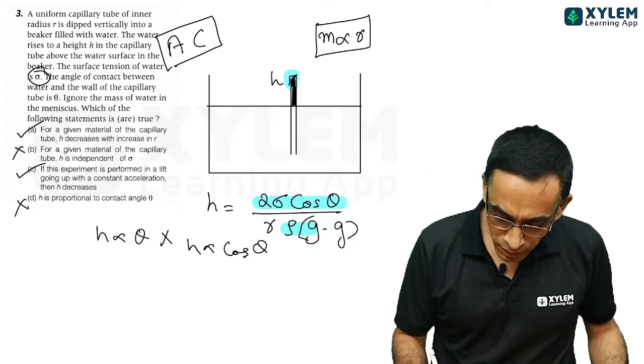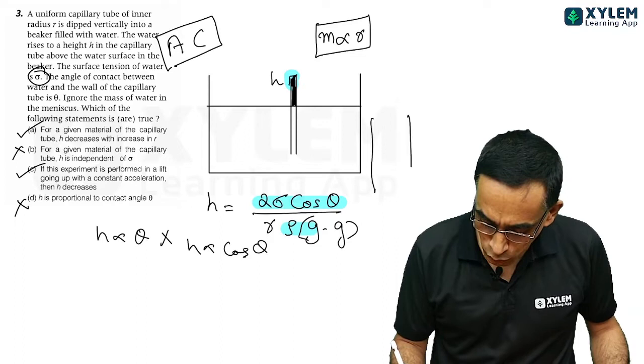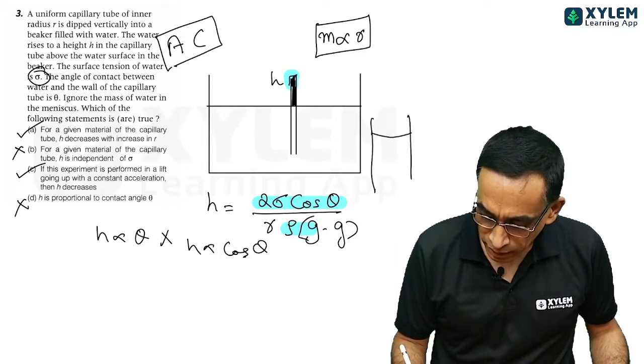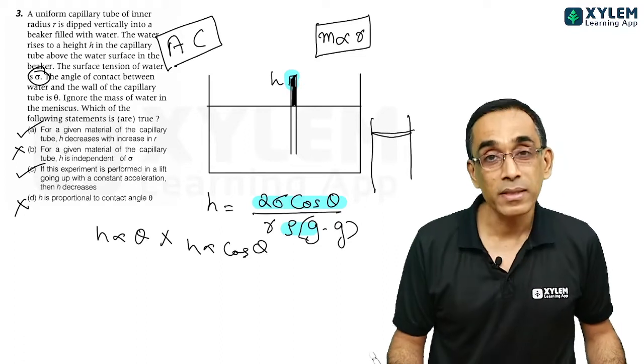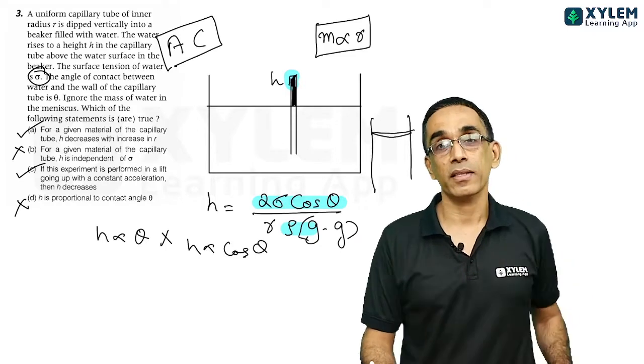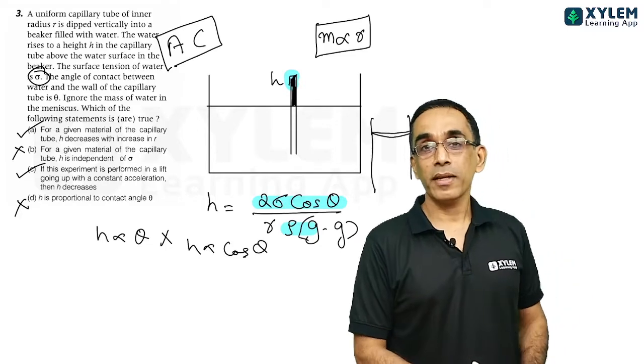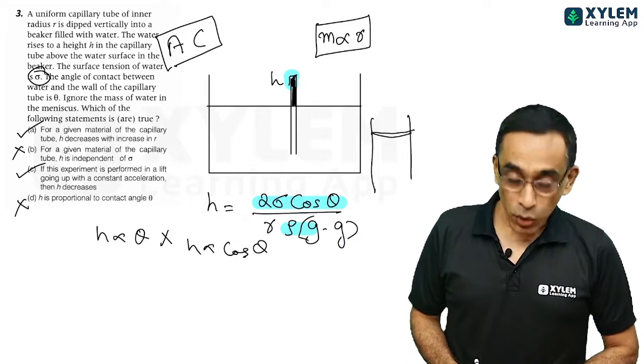That means, if the meniscus in the tube was like this earlier, it will become a little flatter. Its meniscus radius will increase, if the length is insufficient. So these are the additional points that you can keep in mind while solving this question. Thank you for this.